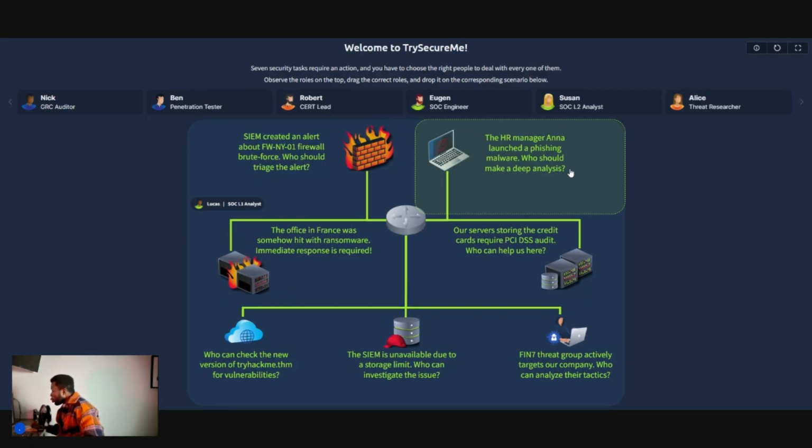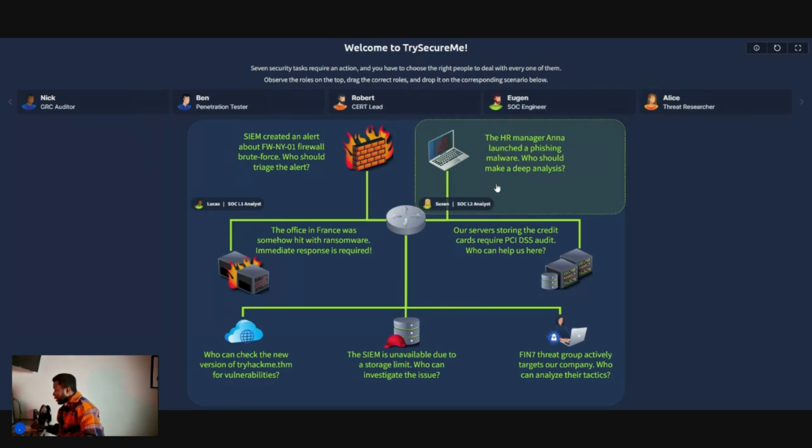And the person who does a deep analysis will be the SOC 2. Because if the SOC 1 has finished doing the triage and escalating the true positives, the L2, the SOC Level 2 analyst, will do a deep analysis of that alert. So this gives it away. Deep analysis gives it away.